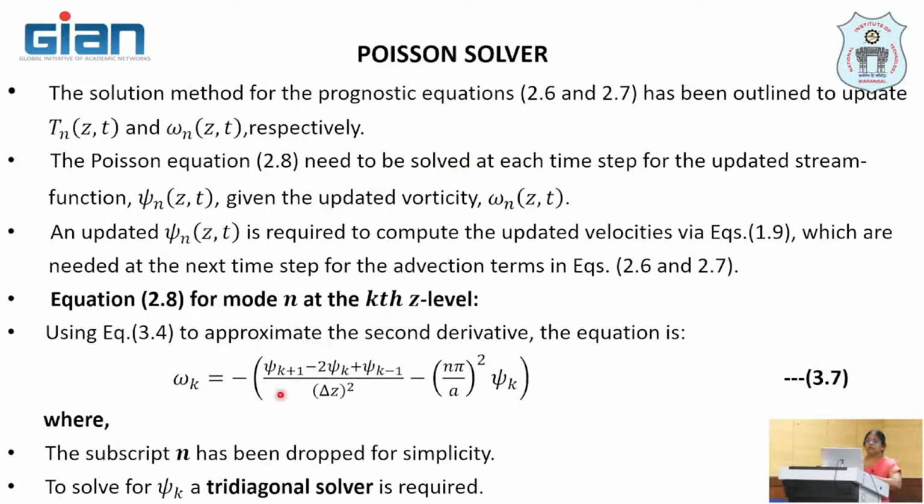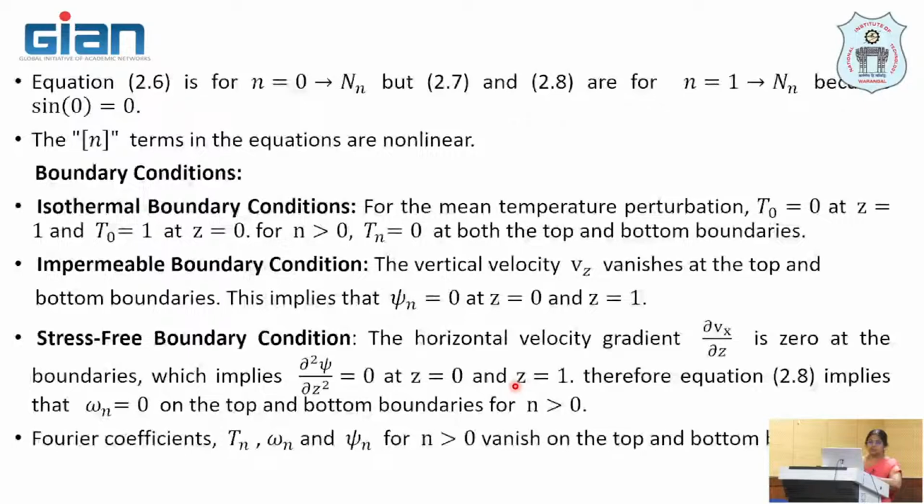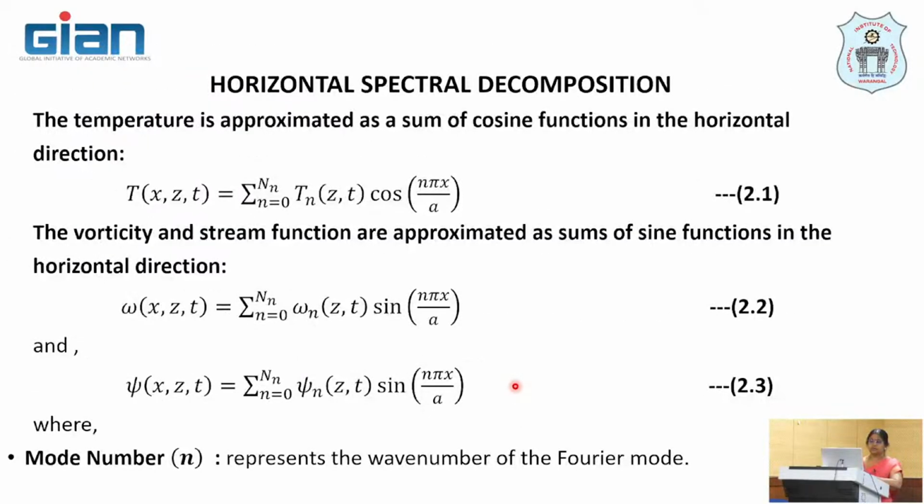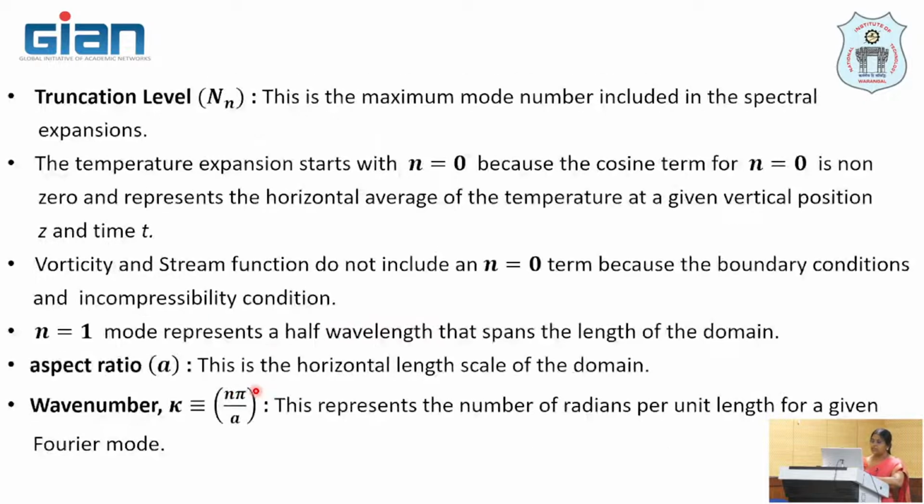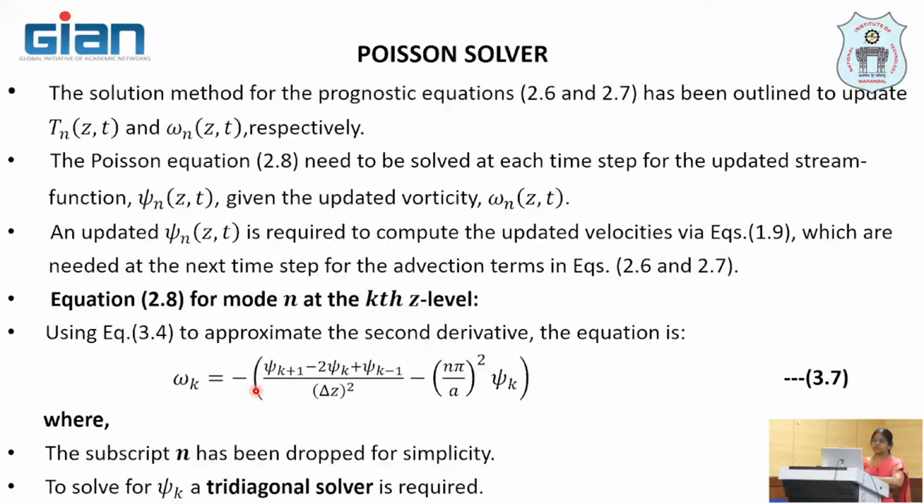This is based on the spectral one. Already we have defined here how omega is defined. You are going to substitute this omega and psi into that equation, omega equals minus del square psi. There you have to substitute these values and get this equation. And then for the derivatives you apply the finite difference method. After this we will get the values at the nodal points k minus 1, k, k plus 1.